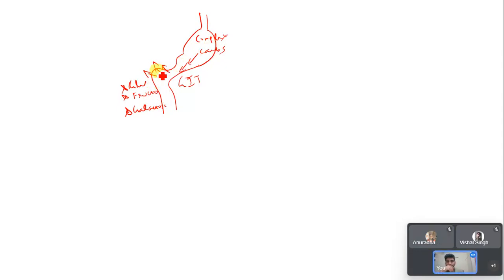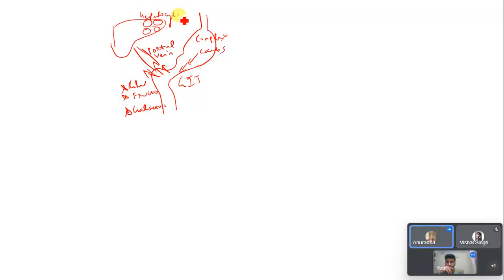From here it passes out and then goes to the liver via the portal vein. All the monosaccharides are shifted from the GIT tract to the liver, and here in the liver, what are the liver cells called?